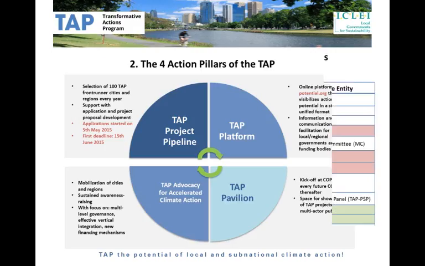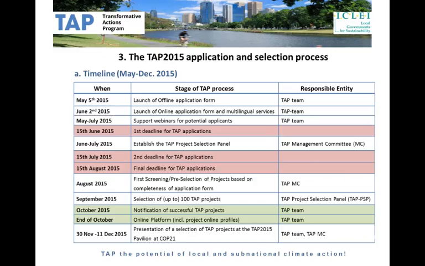So turning to the general timeline of the project leading to the TAP 2015 Pavilion. As I said before, the application started early May through the offline form, and the online application form will be online on the 2nd of June. And so the idea would be to take advantage of the launch of the online form to also release the form and the website in several languages too.